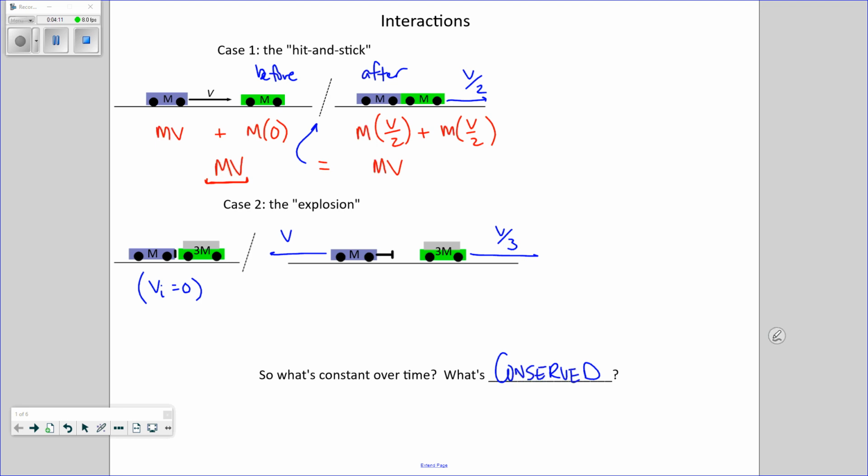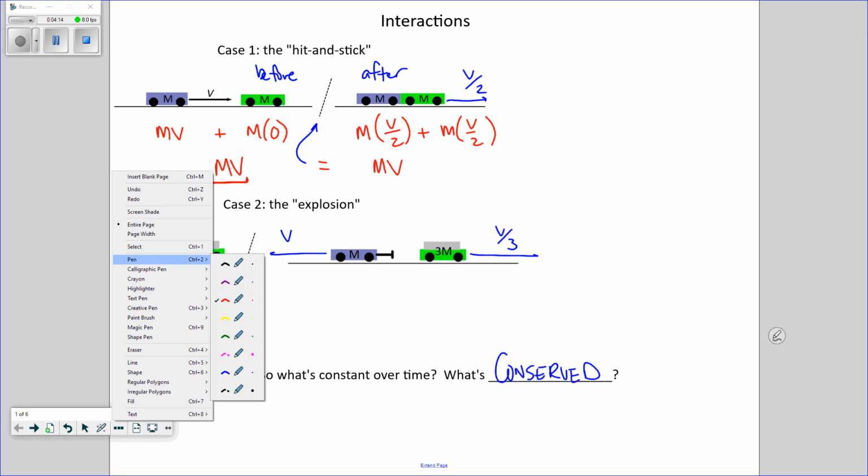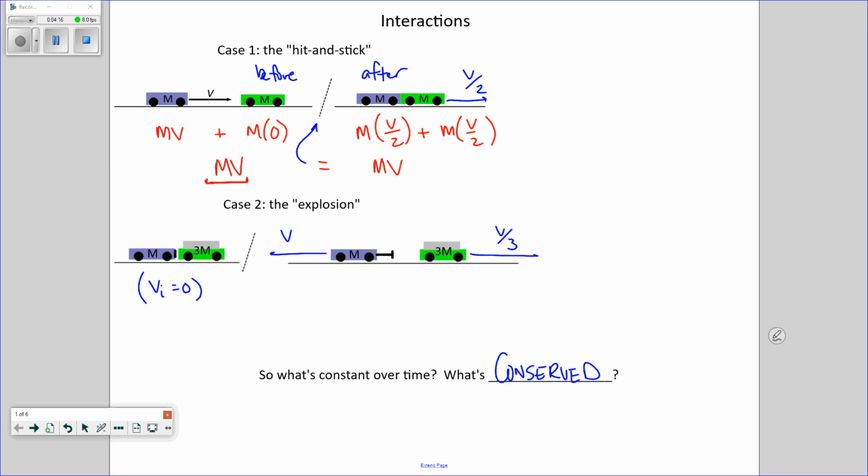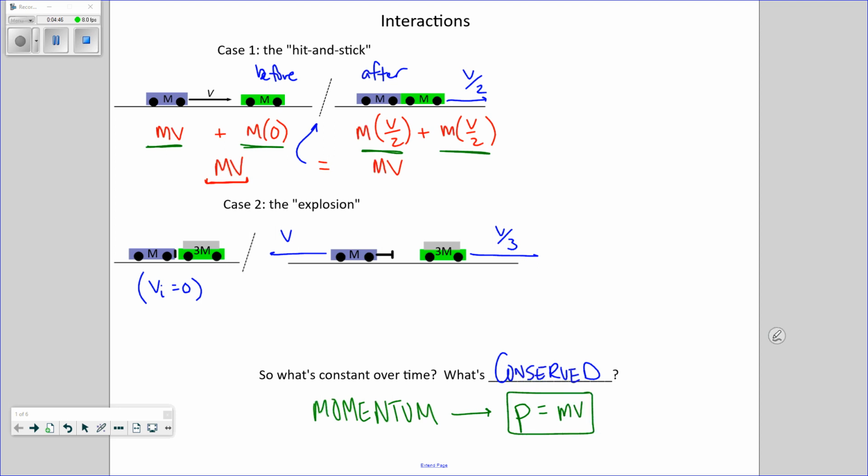If we look at the sum of all those products at any instant, here's one of them, here's a second one in the beginning, here's one of them, here's a second one in the end, the sums of those products are always the same. It means that that product is a conserved quantity, and that product is called momentum. We use a variable, lowercase p, and by definition, momentum is the product of mass and velocity.